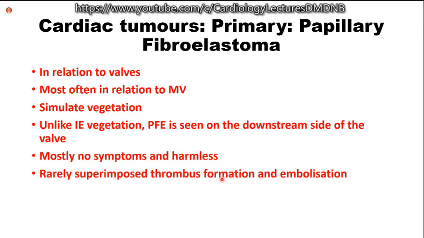So fibroelastomas are seen in relation to valves, most often in and around the mitral valve. It may simulate a vegetation, so you have to be very careful. Unlike an infective endocarditis vegetation, papillary fibroelastoma is seen on the downstream side of the valve. That's the one characteristic feature stressed by the investigators: if the small mass is due to papillary fibroelastoma, then it will be on the downstream side of the valve, unlike in infective endocarditis, where it is seen on the upstream side.